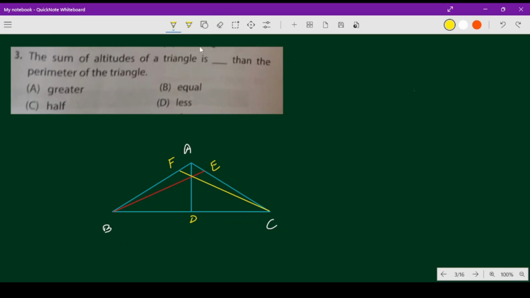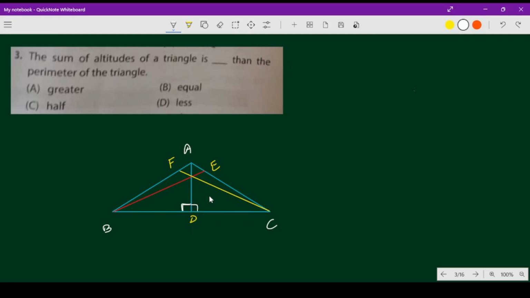Now if we look into the picture carefully, in this altitude AD, this is 90 degrees. So the side opposite to this is AC, and AC is bigger than the rest of the two sides. The same way, in this triangle, this is 90 degrees, so opposite of this is AB.